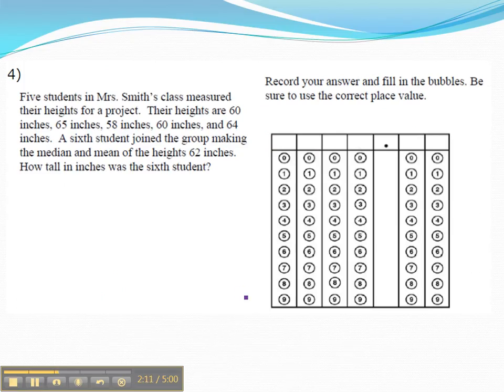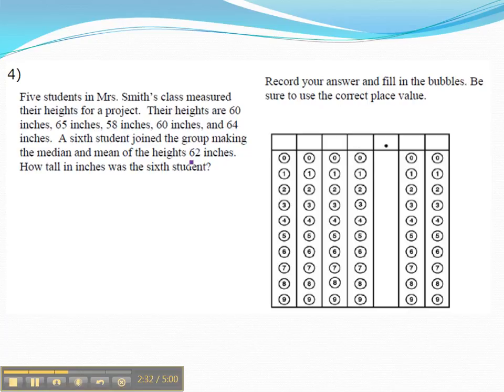Problem 4. 5 students in Mrs. Smith's class measured their heights for a project. Their heights are 60 inches, 65 inches, 58 inches, 60 inches, and 64 inches. The 6th student joined the group, making the median and mean of the heights 62 inches. How tall in inches was the 6th student?